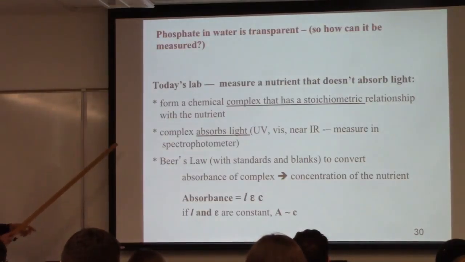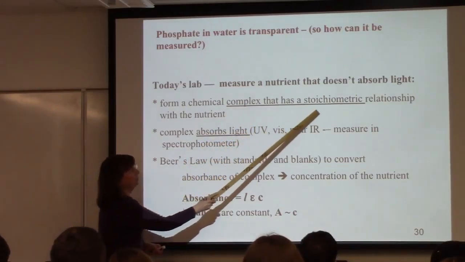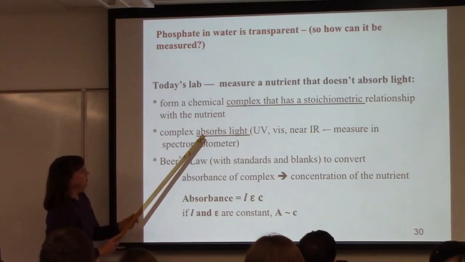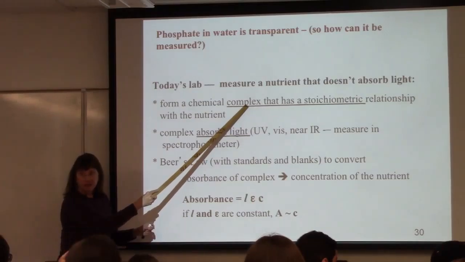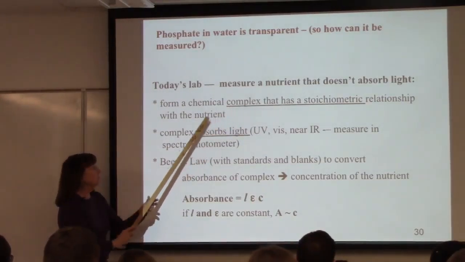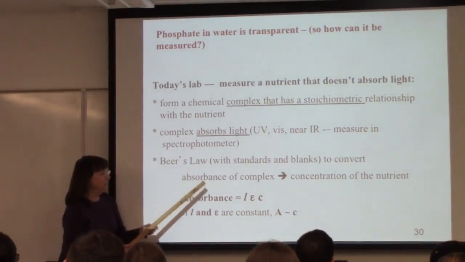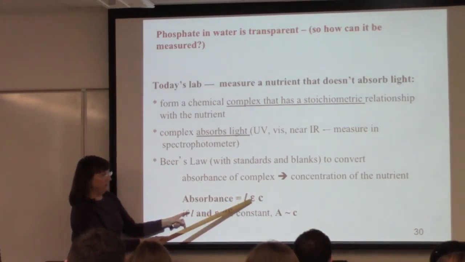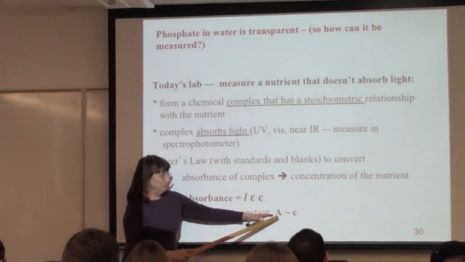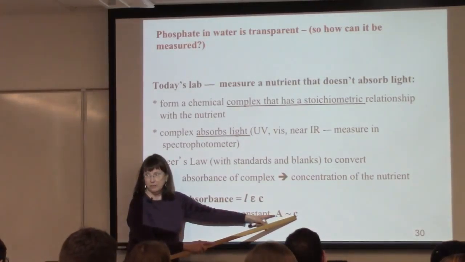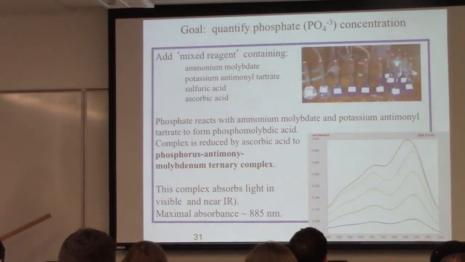But this week, what we're going to do is form a chemical complex that has a stoichiometric relationship with the nutrients. So we're going to form a complex, and the concentration of the complex is directly proportional to the concentration of phosphate. This complex absorbs light, and so we can measure it. We're going to hold the path length and the molar absorptivity constant so that the absorption of the complex is proportional to the concentration of phosphate. So that's how you measure a colorless solution.